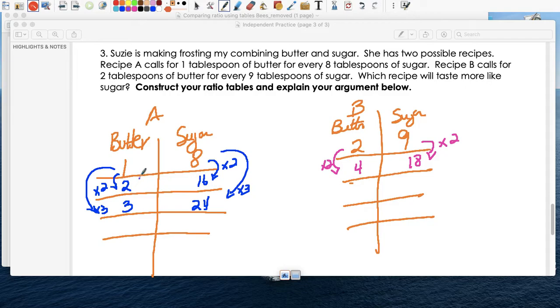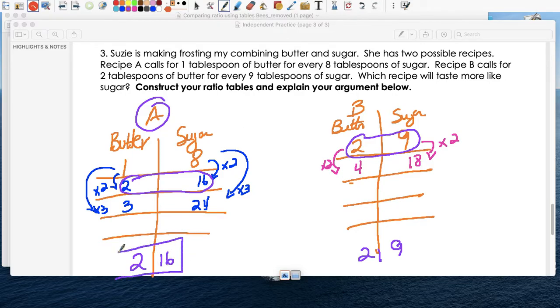Look, right here. 2 butter con 16 azúcar. 2 butter con 9 azúcar. So we can compare. So I'm going to write this down here. Okay, 2 and 16 para podemos ver un poquito mejor. And 2 and 9. Wow. So which one is sweeter, I guess? Tiene más sabor de azúcar. 2 butter with 16 sugar, or 2 butter with 9 sugar? I think this one is obvious, because this one, la receta A, is sweeter because they use so much more sugar. Okay, so recipe A, receta A, will taste more like sugar.